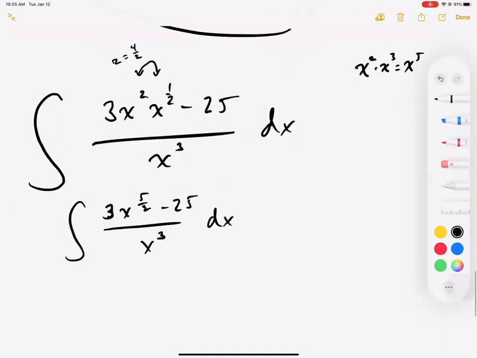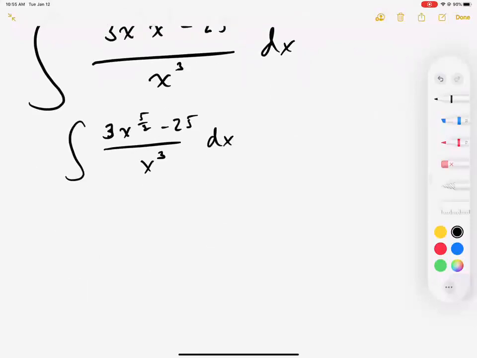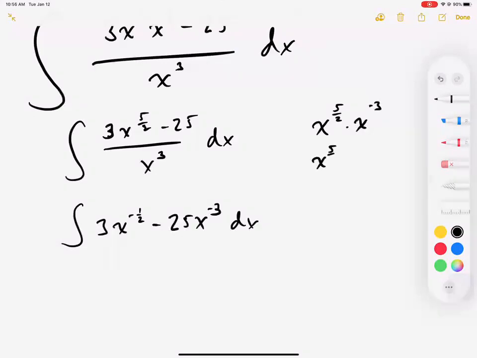I'm going to continue to rewrite this, because if I divide, I'm actually subtracting, right? So this is actually 3x to the negative 1/2 minus 25x to the negative 3. How did I do that? x to the 5 over 2 divided by x cubed, so times x to the negative 3, is the same as writing x to the 5 over 2 times x to the negative 6 over 2, and that becomes x to the negative 1/2. That's how I ended up with 1/2 there.